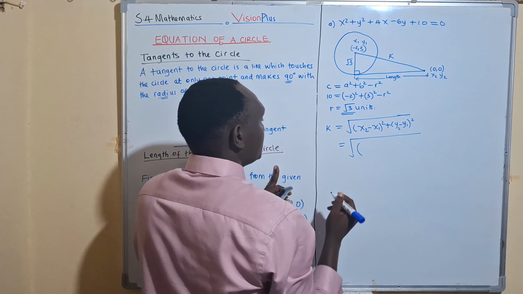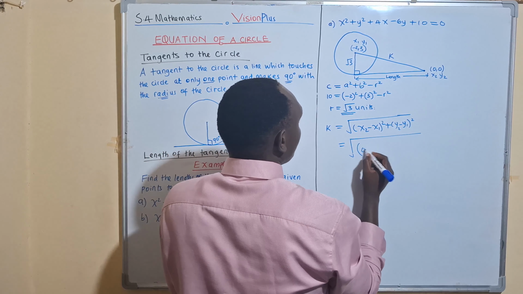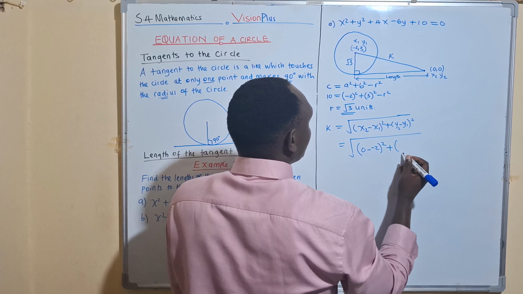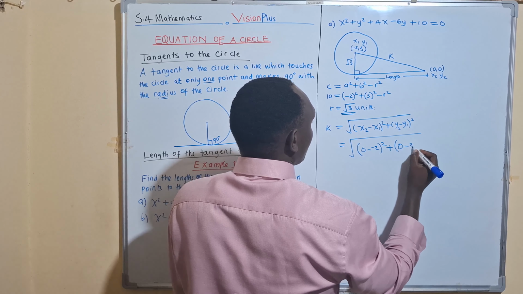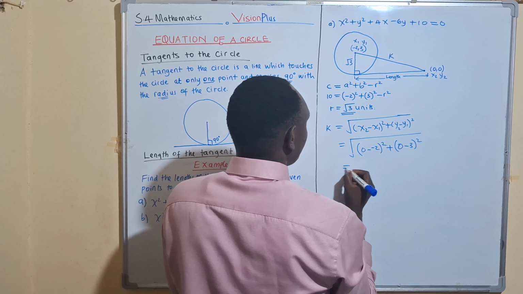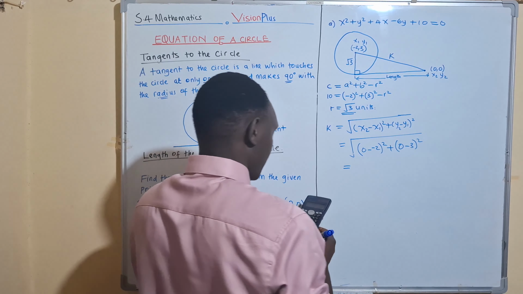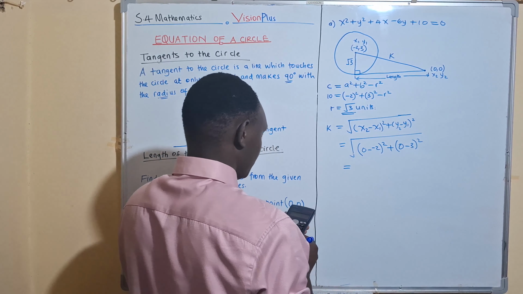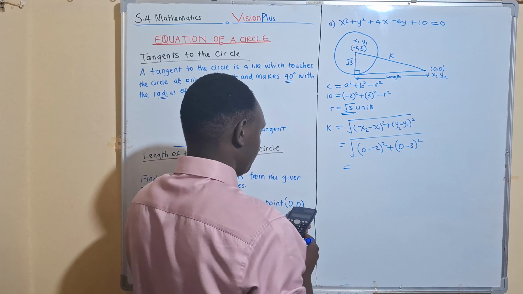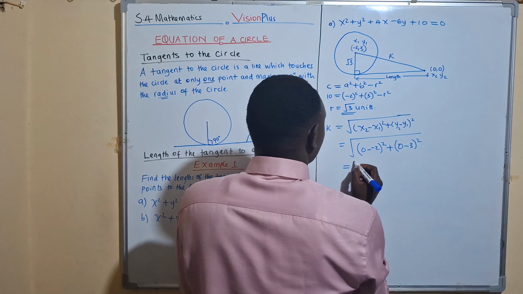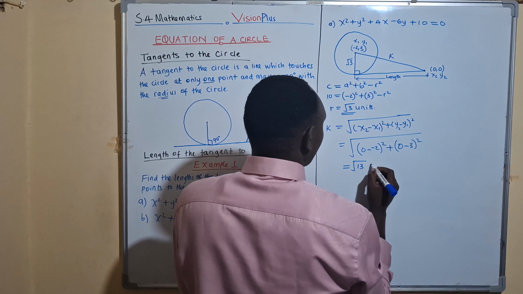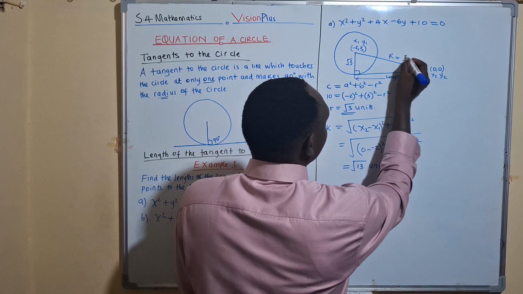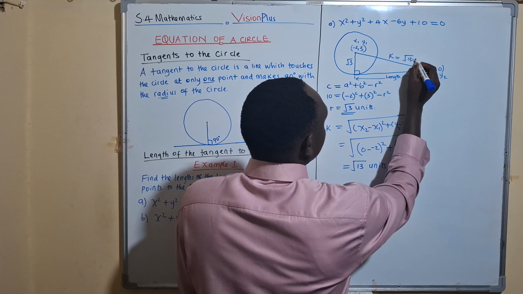What does it give me? x2, we have 0 minus x1, which is negative 2, squared, plus y2, 0 minus y1, 3, squared. And then you find the value of k. 0 minus negative 2 squared is 4, plus negative 3 squared is 9, which gives 13. So the distance k is root 13 units. So this side is root 13 units.